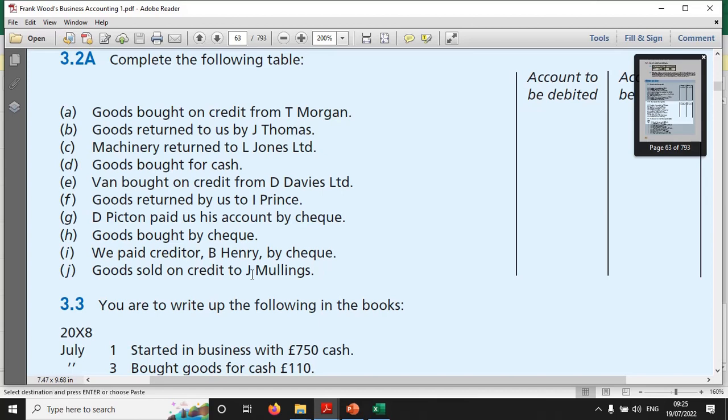G says D. Picton paid us his account by cheque. Yes. Which accounts do you have? And please answer the question nicely. Identify the accounts first. Which accounts did you identify? Cheque. Come again? Cheque, sir. Cheque account.